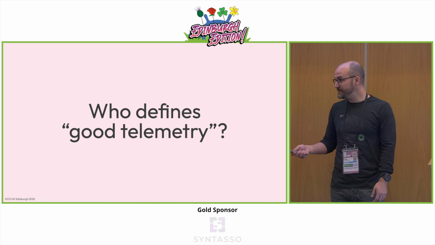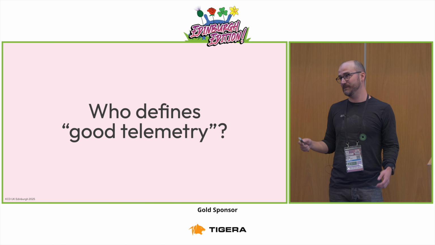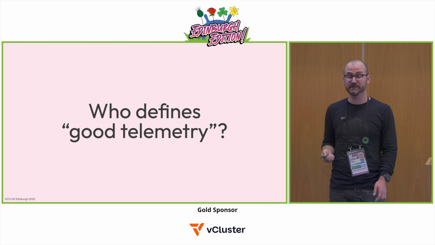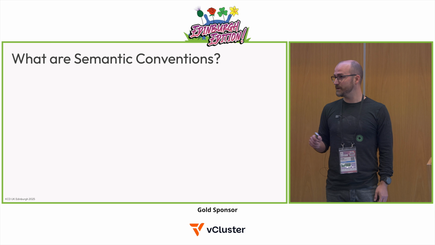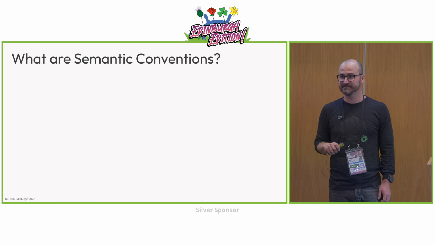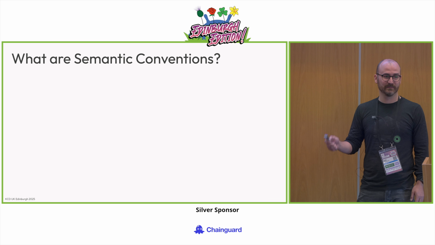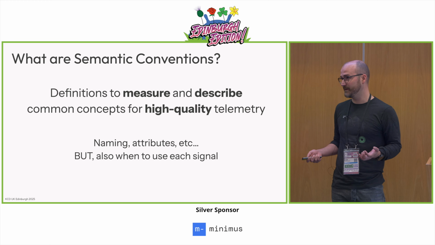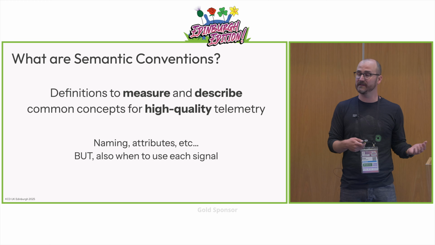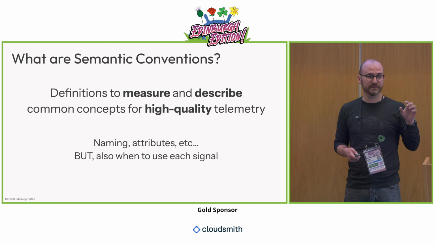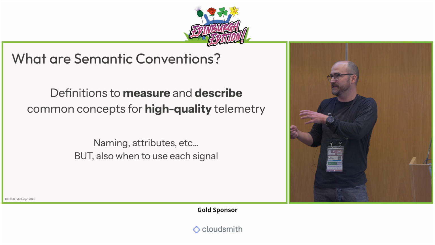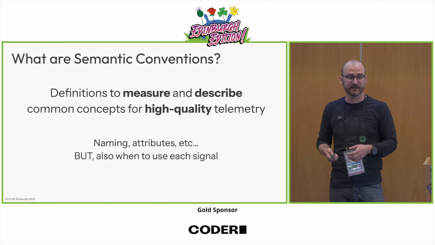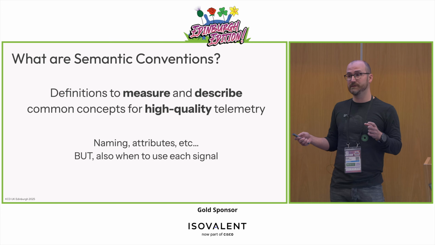So, who defines good telemetry? We talked about all these different signals that you can use, but when do you actually use one or the other? Who's heard of semantic conventions here? Cool. They are a way to measure and describe common concepts, and the result of this is high quality telemetry. So it's not just the names and the attributes. It doesn't just mean that you define how to name a span or how to name a metric or what attributes to send. They also define when to use each signal.